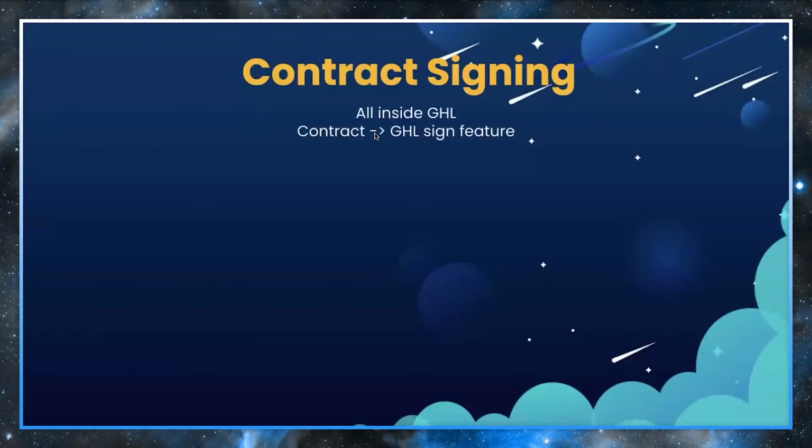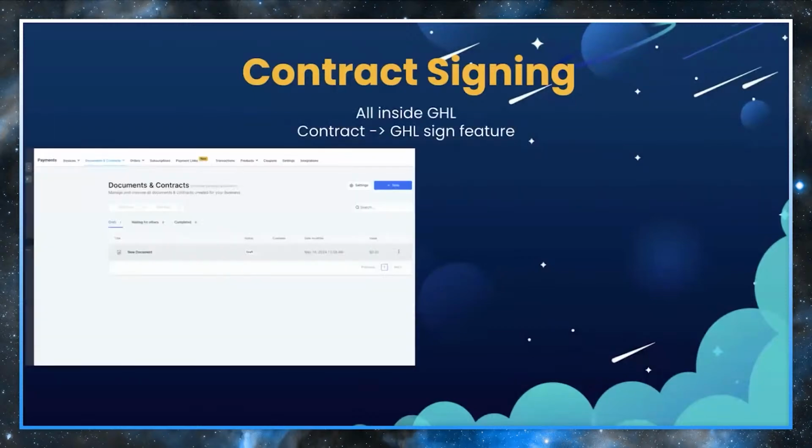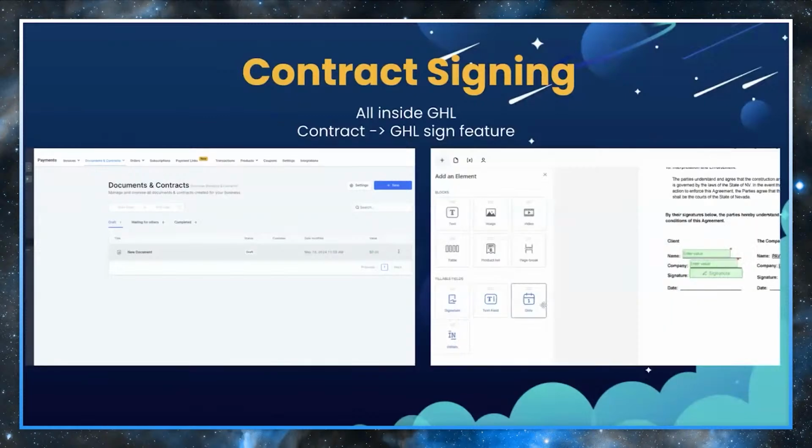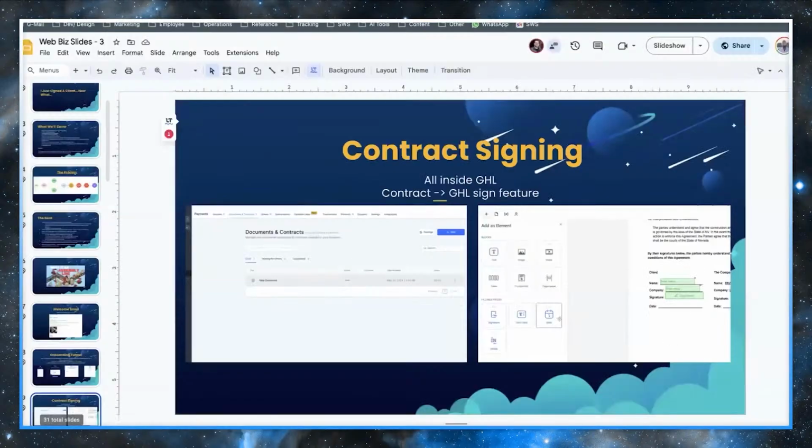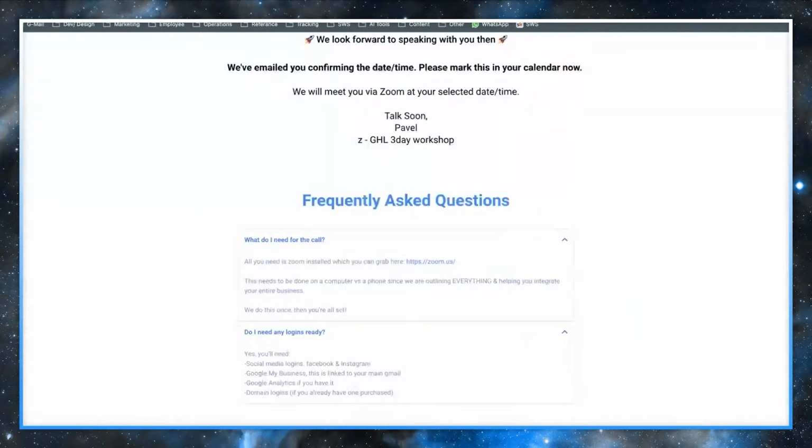Okay, contract signings. How does that work? Everything is going to be inside of Go High Level. Contract, Go High Level sign feature. This is how it looks. We actually just had it here. So let me show you what that looks like.